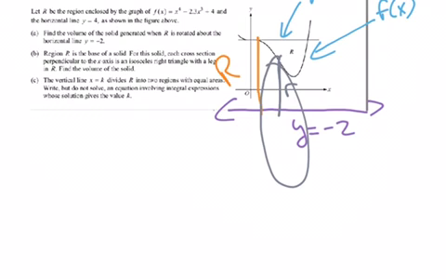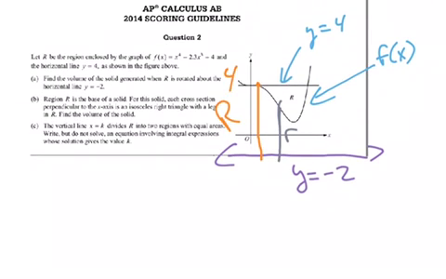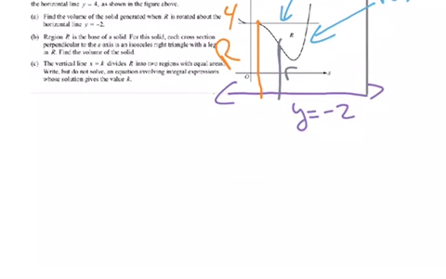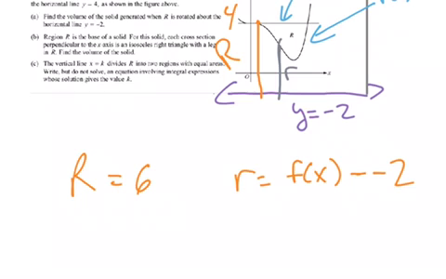So this means that I'm just going to take the big R, which is from what to what? Well, what is the length of this orange line? Well, if this is at 4, and this down here is at negative 2, that total distance is 6. So big R is 6. What's little r? Well, little r is the function minus negative 2, right?